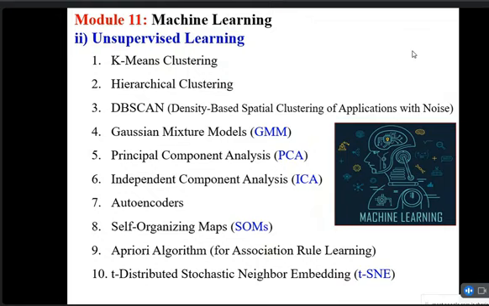Whereas in unsupervised learning, we have unlabeled data through which we are trying to find the patterns or structures. Unlabeled means there is no name for the data set. So we are trying to identify the patterns and structures through clustering and dimensionality reduction, especially PCA.